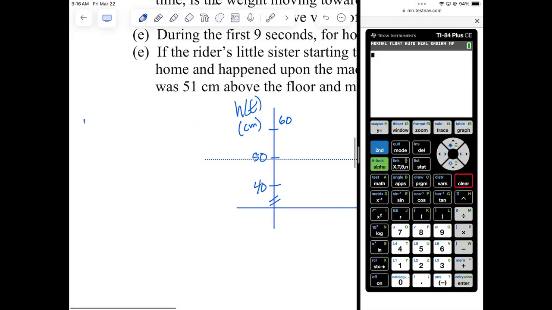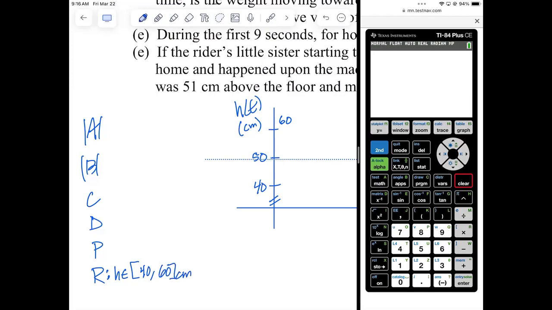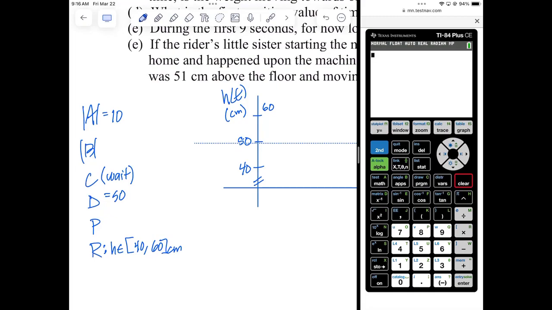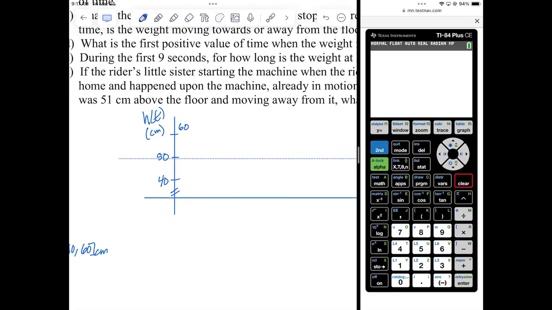Now I do want to start collecting my information. So over here on the left-hand side, we'll do A, B, C, D, P, and R. We already know the range. The range is all the heights between 40 and 60 centimeters, so we can write that down. We know the D value is 50. The C value we always wait on. Do we know the amplitude? Yeah, what is it? 10. It's the distance from 50 to 60 or 40 to 50. And all we have left to do is find B and P. Well, we get the P from the graph and we convert it. B is 2 pi over P, so we just need to find P. To find P, we need to sketch the graph.